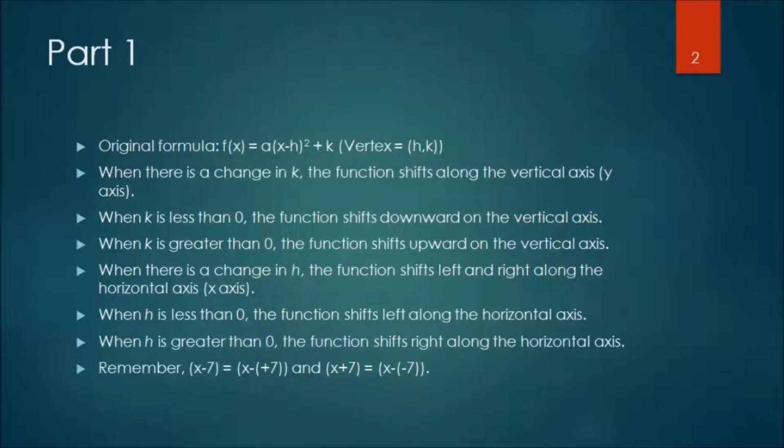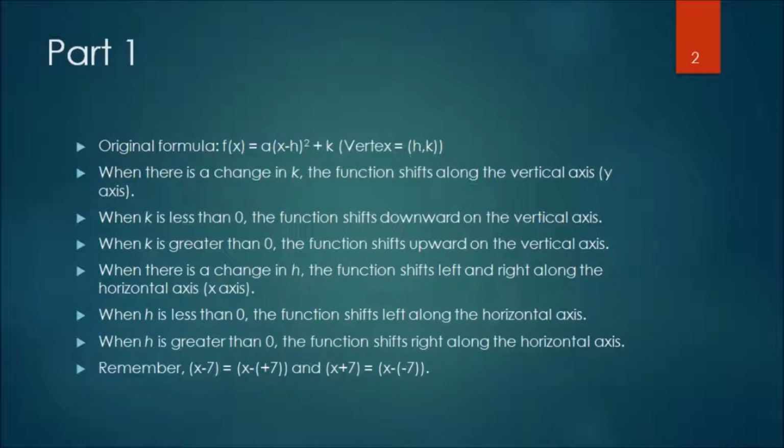Part 1 will be about finding the vertex and the qualities of a quadratic function. When taking the original formula, a(x minus h) squared plus k, you can find the vertex by finding the h and the k. If you are left with standard form, you would need to factor to find the vertex form. When there is a change in k, the function shifts along the vertical axis or the y-axis.